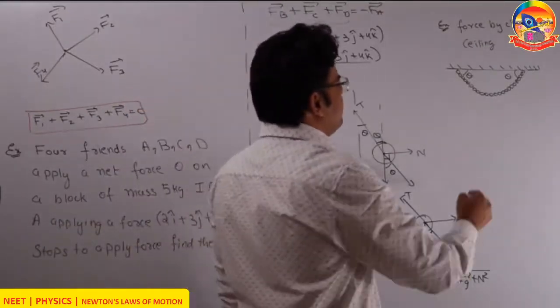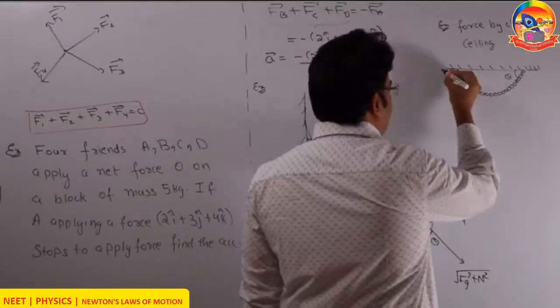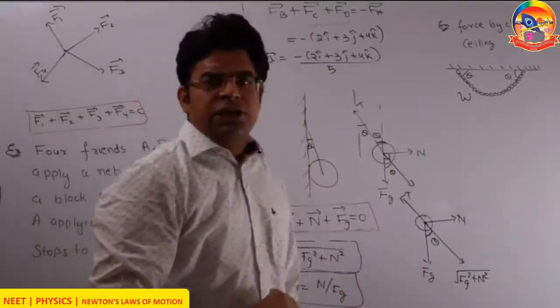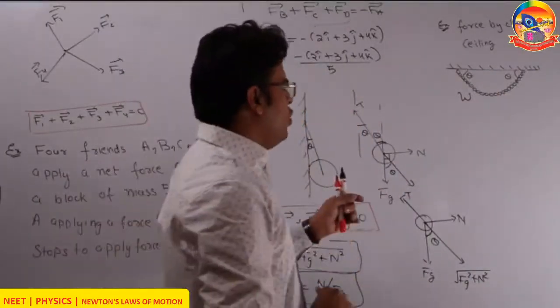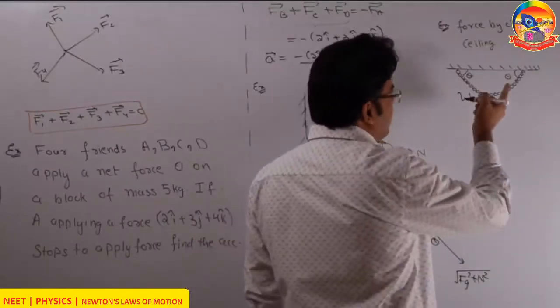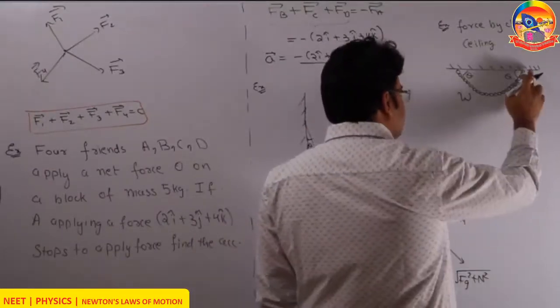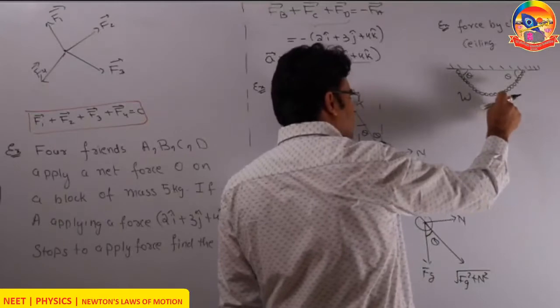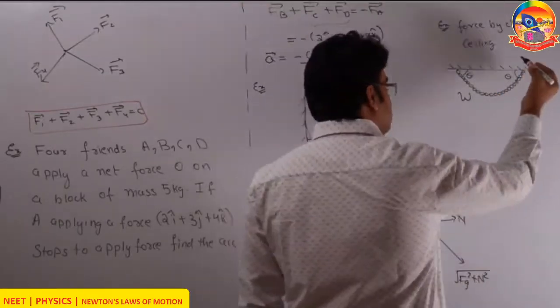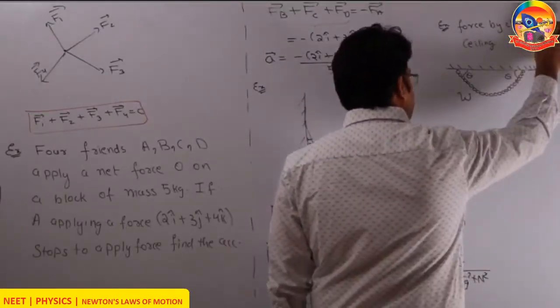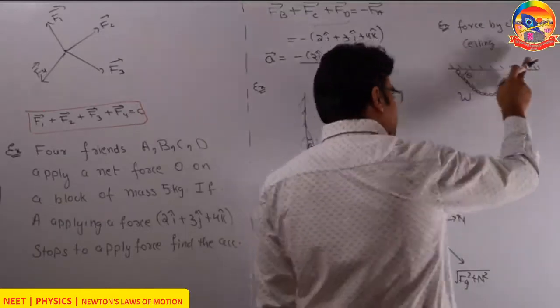Now let's say there is this chain of weight W hanging from the ceiling. The question is, what is the force applied by the chain on the ceiling? If the chain applies some force F on the ceiling, by Newton's third law, the ceiling will also apply the same force F on the chain but in the opposite direction.